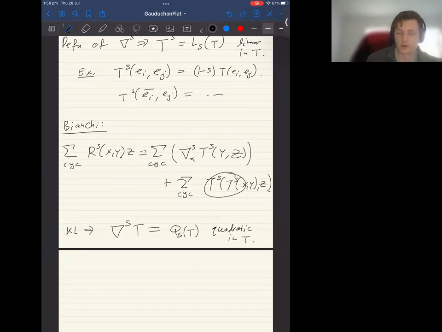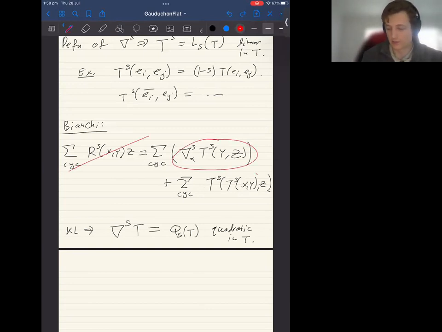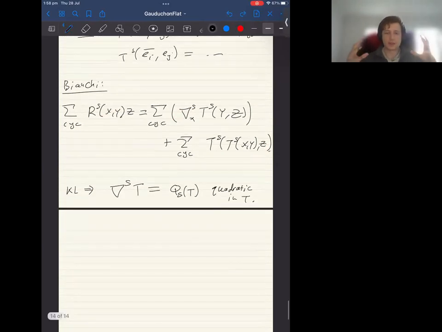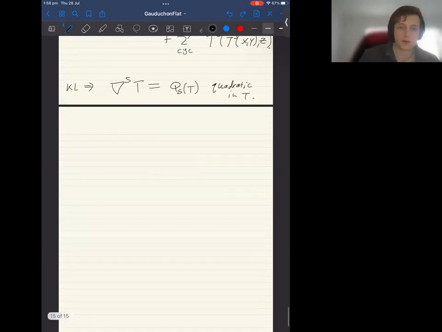Okay, it's quadratic because we had a quadratic expression there in the Bianchi identity, right? So the idea is left-hand side equals 0, you solve for this in terms of this. So what this tells us is we can reduce derivatives of torsion to algebraic expressions of torsion, which is really, really nice.